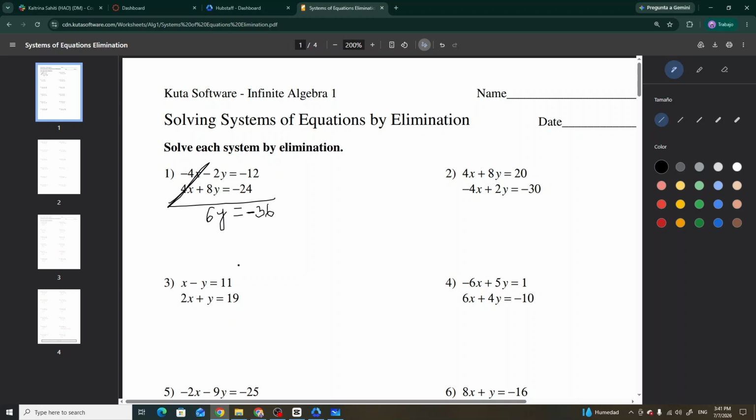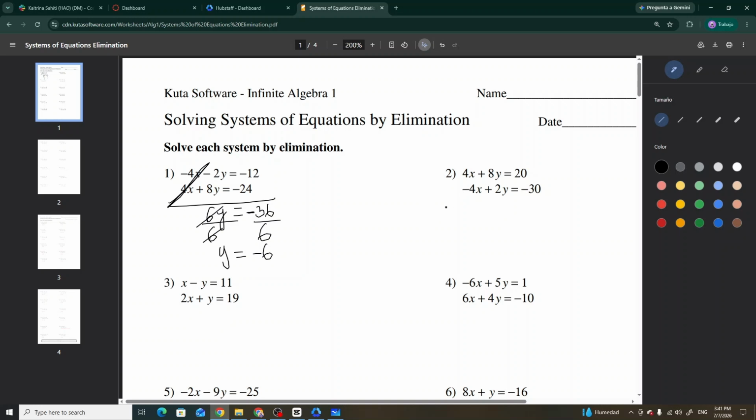And now I just have a one-step equation, which is solved by dividing. I divide by 6, I divide by 6, and I cancel out the 6, and then what remains is y equals negative 6.